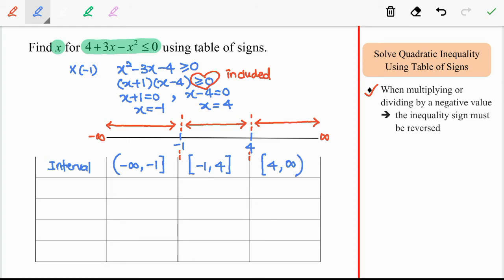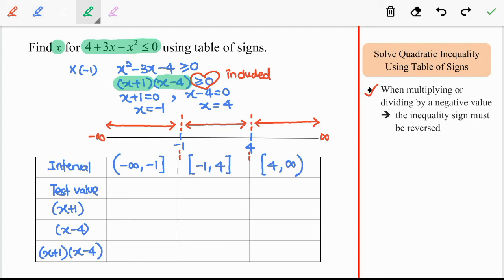Next row, this is for test value, followed by our first factor, which is x plus 1. We put here x plus 1. Then our second factor is x minus 4. So we put here x minus 4. And the entire quadratic, which is written as x plus 1 times x minus 4.